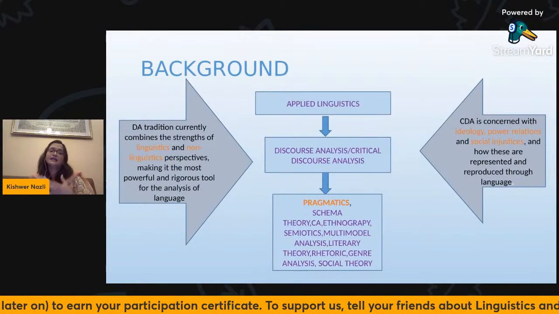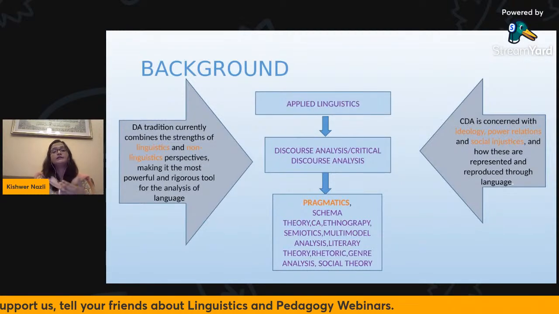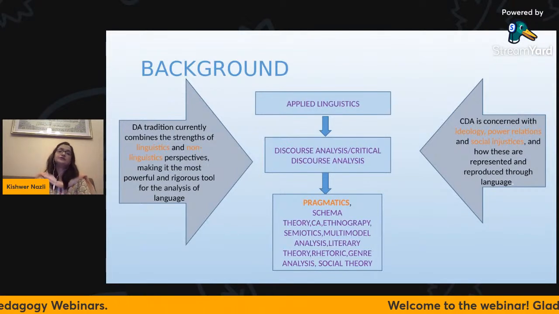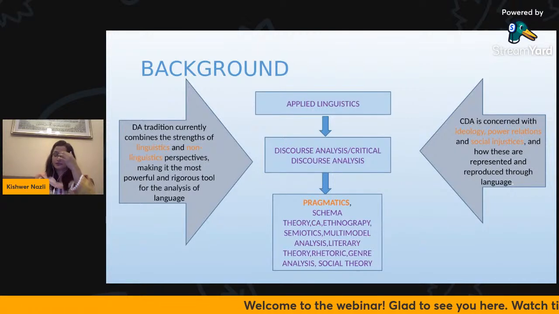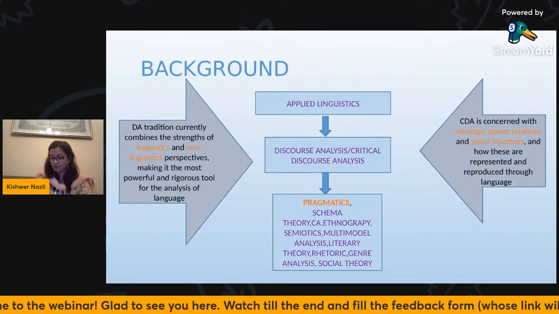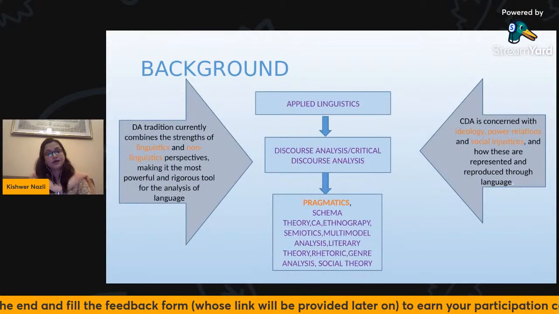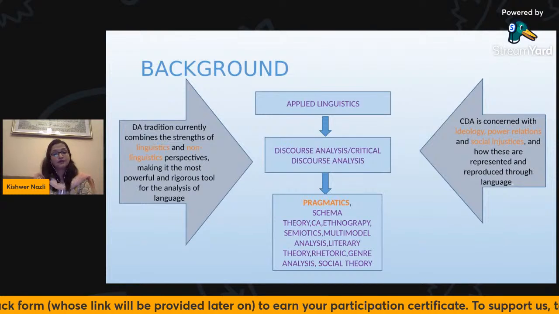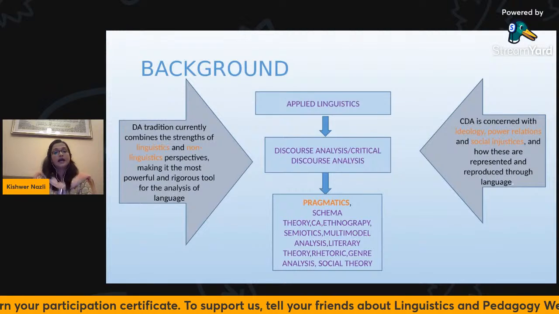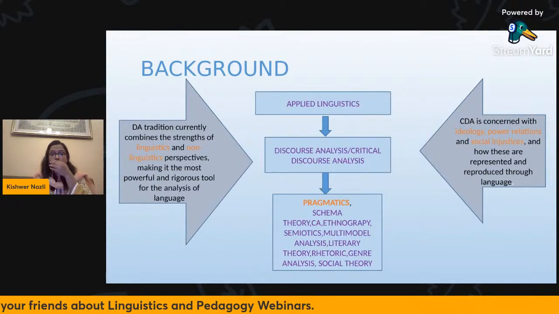But for the analysis of interpretation, deep interpretation, we have to go through some background, some non-linguistics perspective. So this interest developed. Consequently, the result of this interest was that applied linguistics espoused and developed a wide range of approaches to languages which were beyond linguistics, such as schema theory, conversational analysis, ethnography, multimodal analysis, literary theory, rhetoric, genre analysis, and of course, pragmatics, which will be our presentation topic today, and social theory.